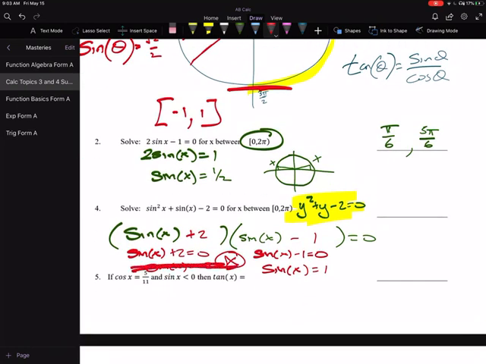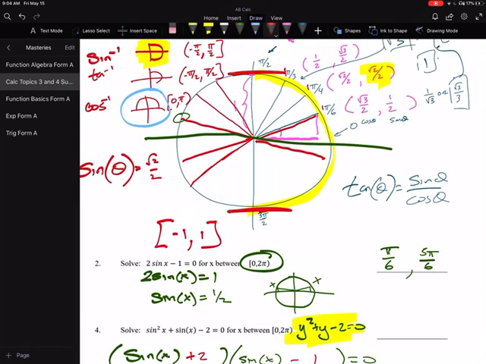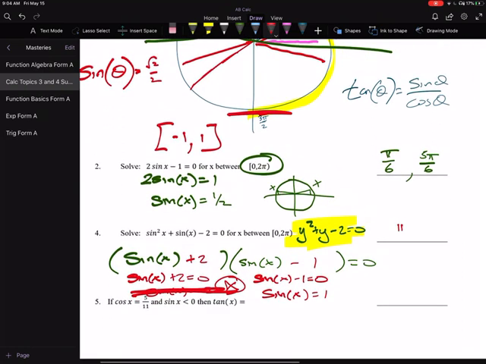However, sine of x is equal to 1 does occur. So when does the sine value, when does the y value equal 1? Well, pi over 2. And there you go.